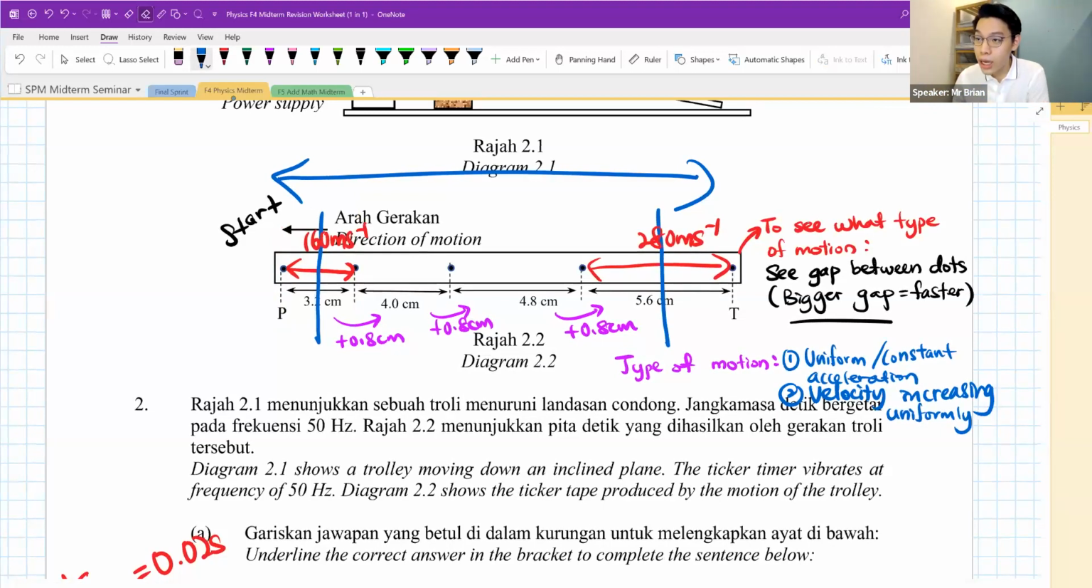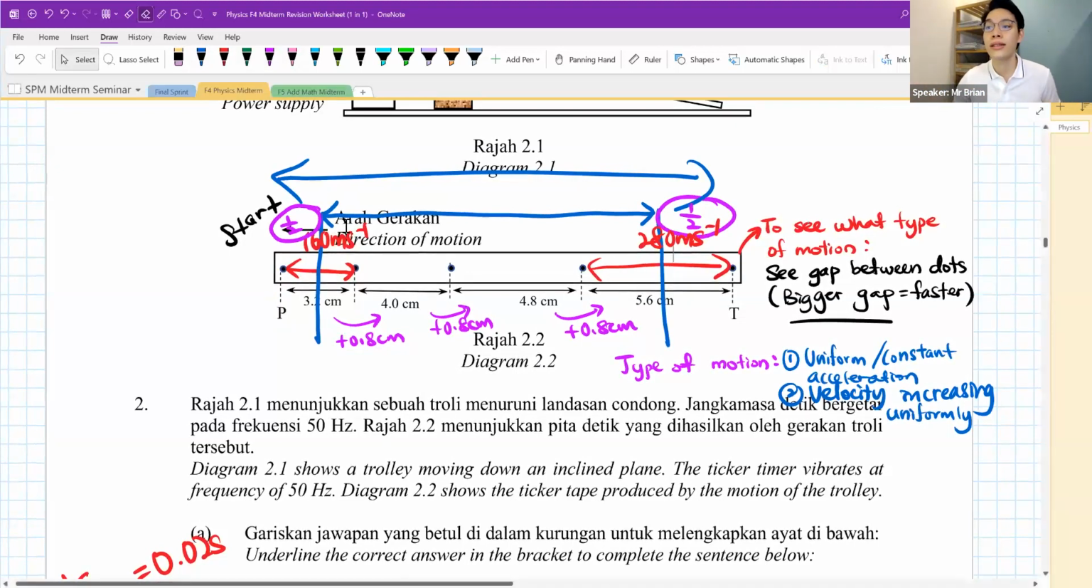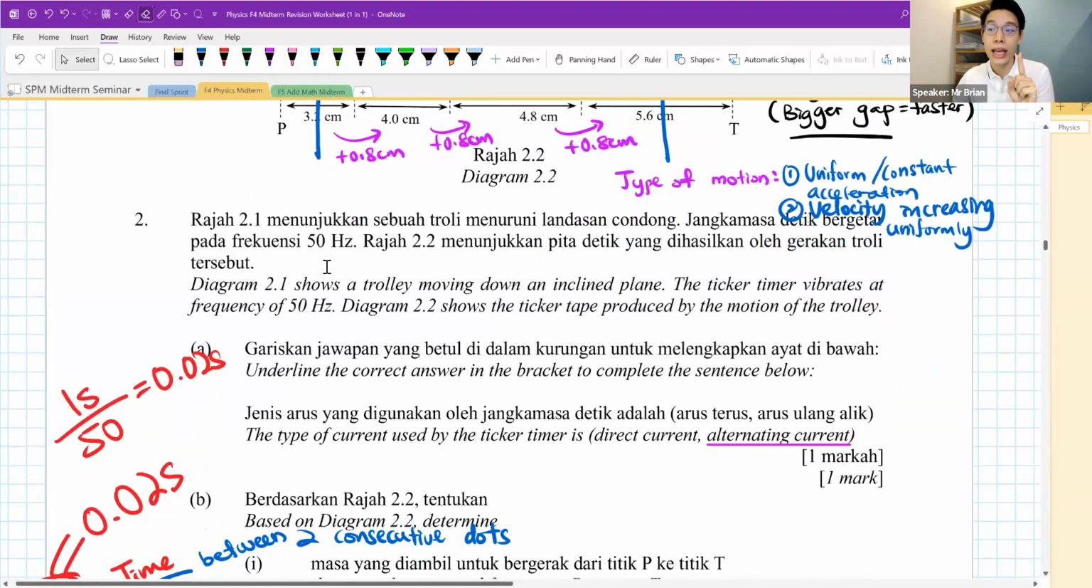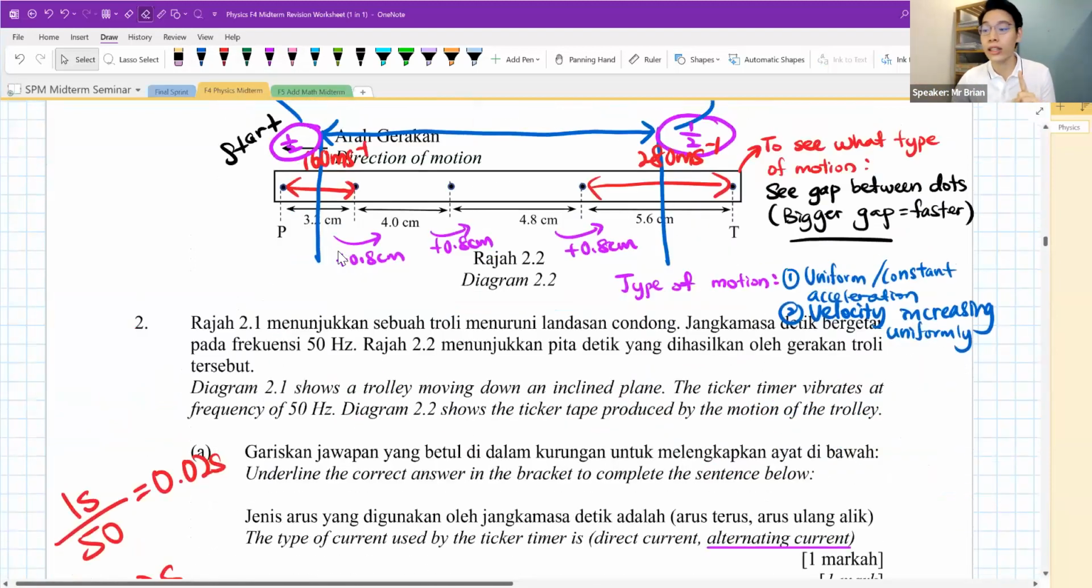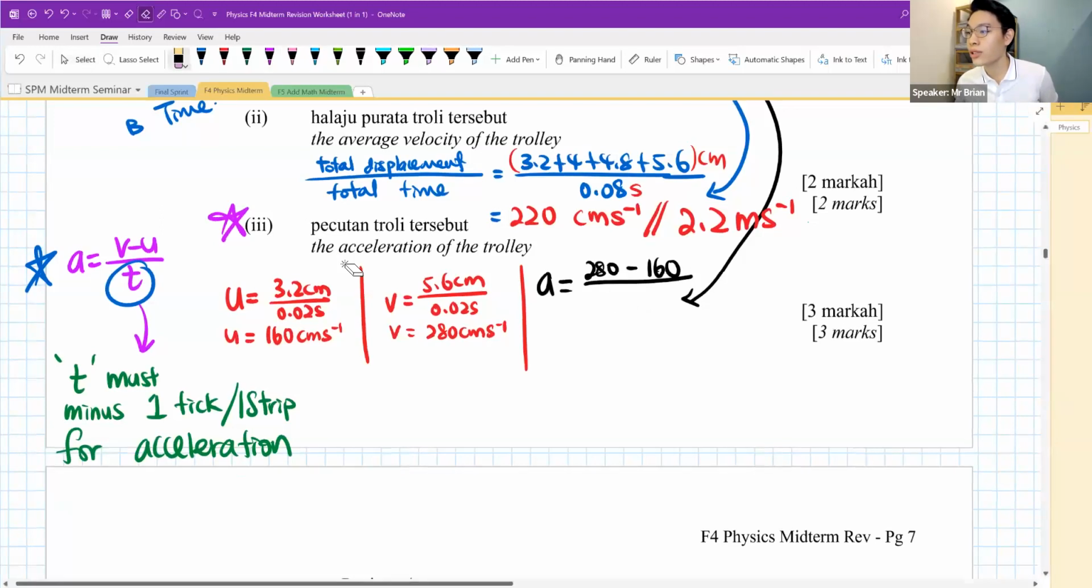That's why for your acceleration, you have to measure the time from here to here, which means in front, you minus half a tick. Behind, you minus half a tick. That's why half and half, you would always need to minus 1 tick in total. Important, this one, small trap. So you cannot use 0.08. Instead of 4 ticks, you have to use minus 1, 3 ticks only.